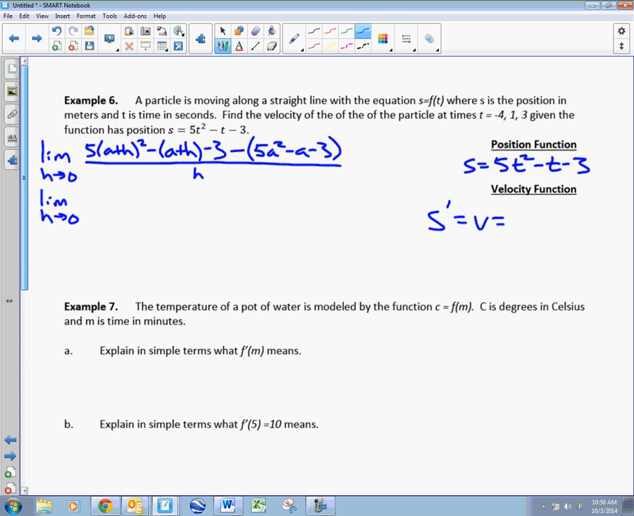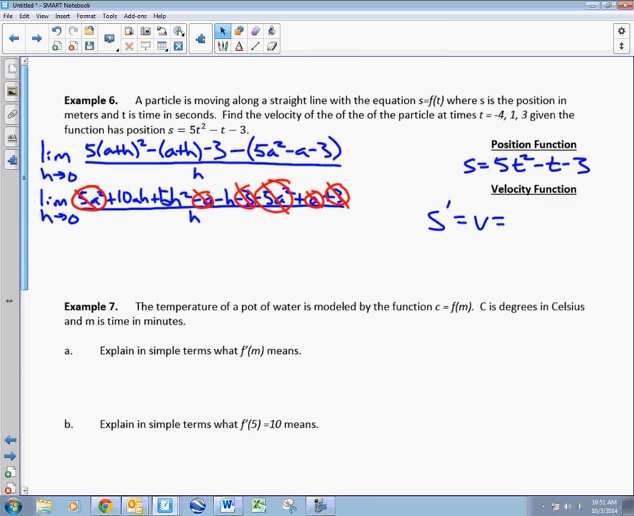So what do you start off with? 5a squared minus, all over h. If we've done it correctly, we've learned that everything should cancel that doesn't have an h. Let's verify that that's the case. 5a squared, negative 5a squared. Negative a, positive a. Negative 3, positive 3. Everything that doesn't have an h cancels.